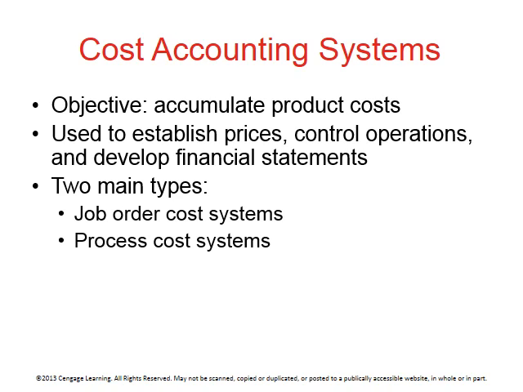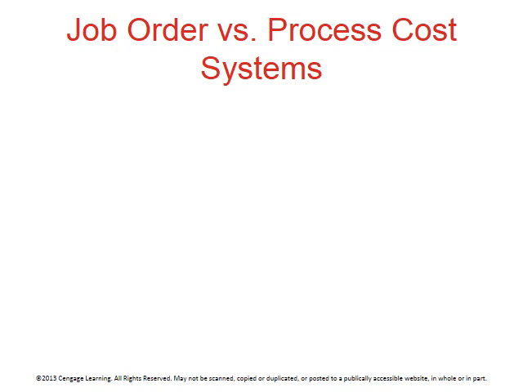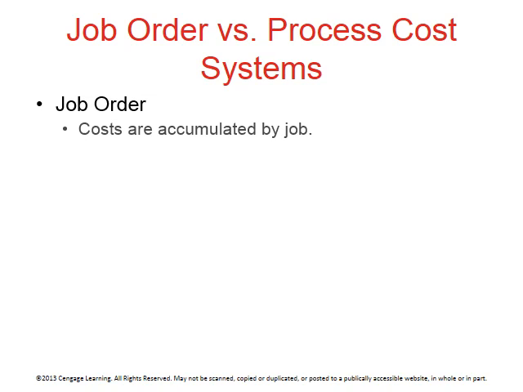So the 2 main types of cost accounting systems we're going to look at are job order cost systems and process cost systems. So a job order system is costs are accumulated by job.